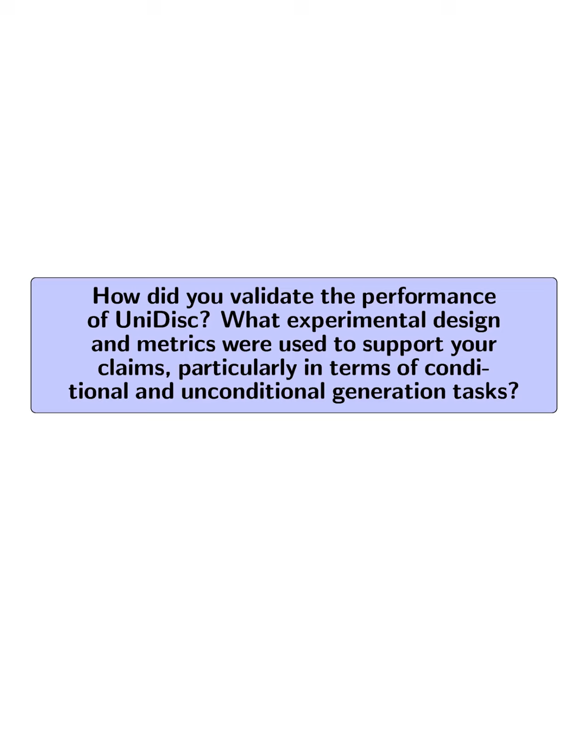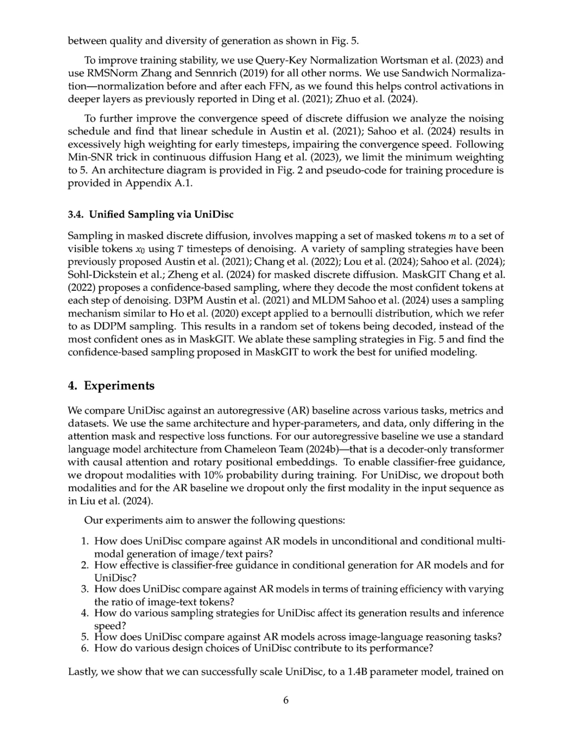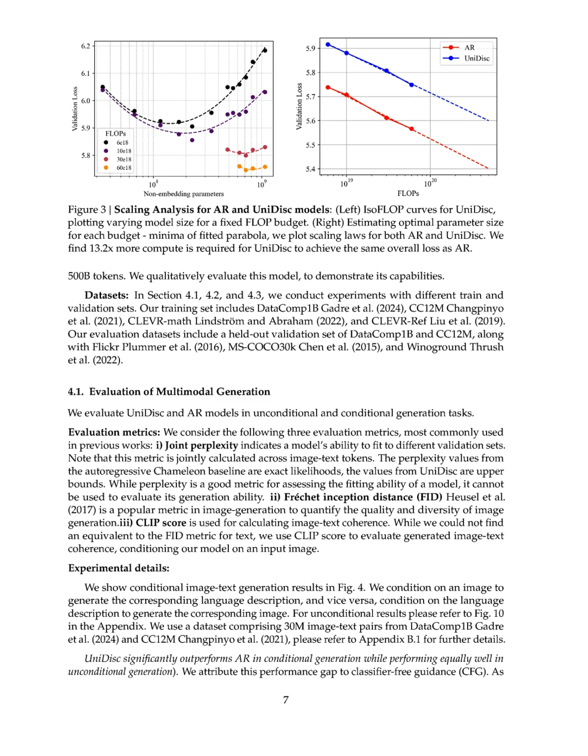How did you validate the performance of UniDisc? What experimental design and metrics were used to support your claims, particularly in terms of conditional and unconditional generation tasks? To validate the performance of UniDisc, we conducted experiments comparing it against an autoregressive (AR) baseline across various tasks, metrics, and datasets. We specifically evaluated both unconditional and conditional generation tasks using a dataset comprising 30 million image-text pairs from Datacomp 1B and CC12M.